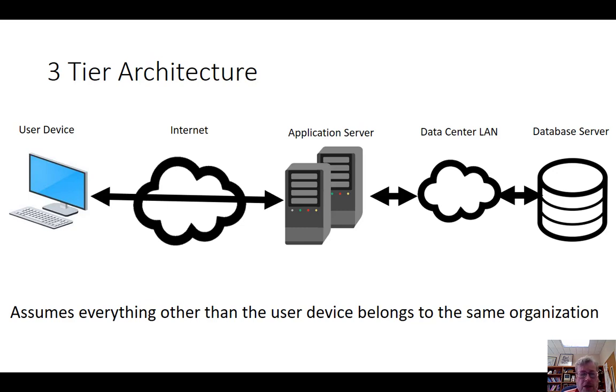Now, the other thing going on in this three-tier architecture is we assume everything other than the user device belongs to the same organization. We have some kind of web page that the user accesses, and it talks primarily using HTTP, although there are some other ways to have it talk to the application server. The application server talks to a database server. But we're assuming that this whole slide is under the control of one company or organization, and that we have control over the whole thing, okay?